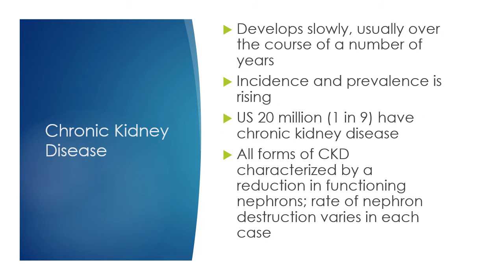Now moving on to chronic kidney disease. That tends to develop more slowly, usually over the course of a number of years. And unfortunately, the incidence and prevalence of this is rising because of the diseases associated with chronic kidney disease, such as diabetes, hypertension, cardiovascular diseases, and of course that has to do with our lifestyle, the rising obesity in the nation. So in the US, about 20 million or 1 in 9 have chronic kidney disease. And in all forms of chronic kidney disease, there is a reduction in the functioning of nephrons. So the rate of nephron destruction varies depending on what the underlying cause is.